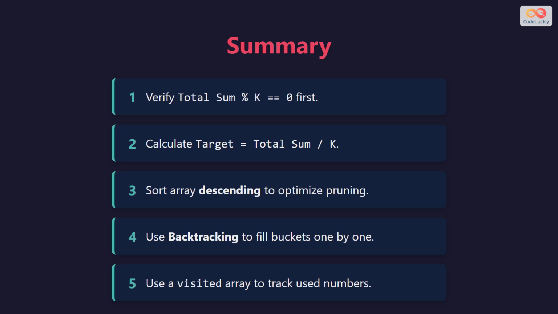To recap, first, check if the total sum is divisible by k. Second, calculate your target sum. Third, sort your array in descending order. And finally, use a recursive backtracking function with a visited array to fill the buckets one by one.